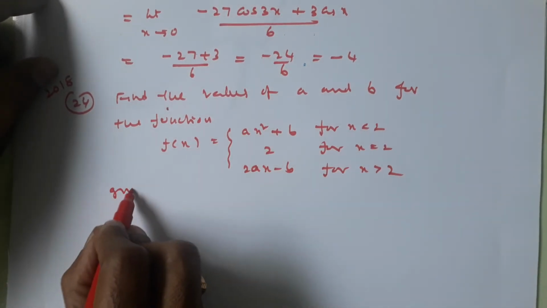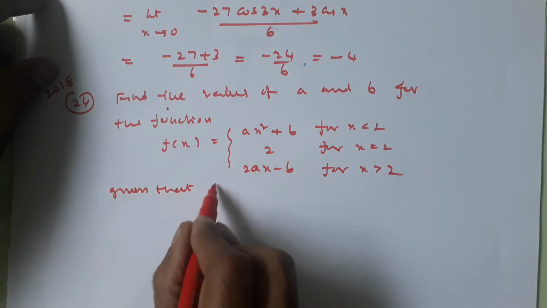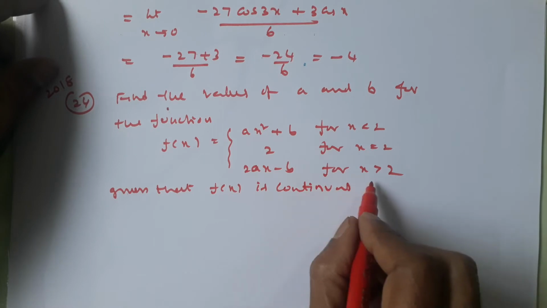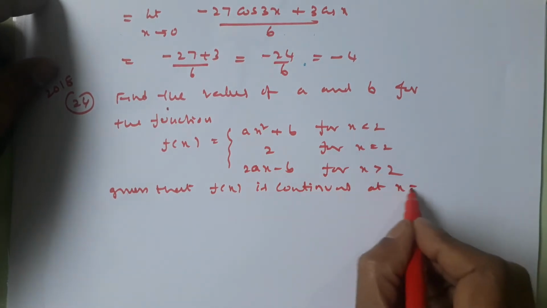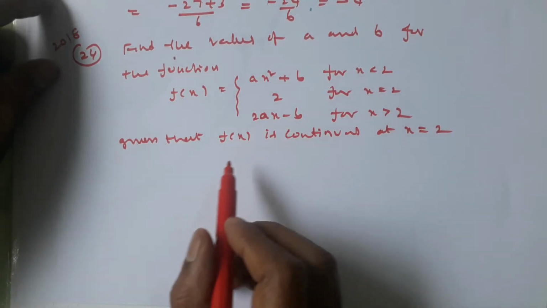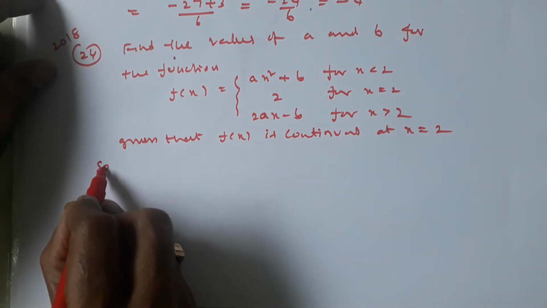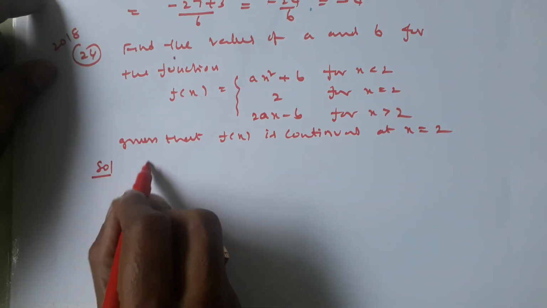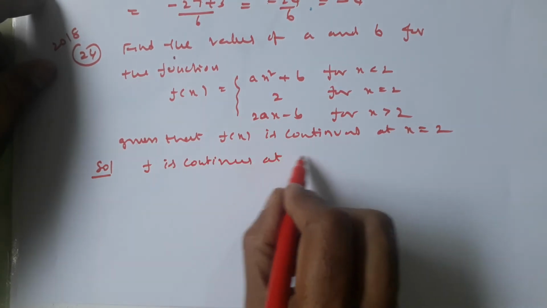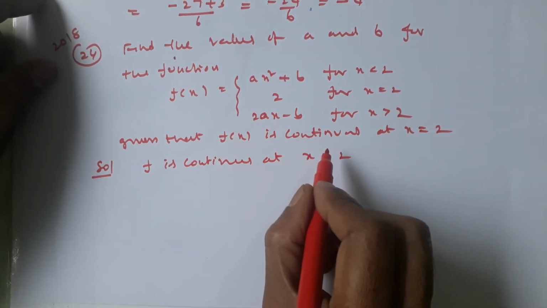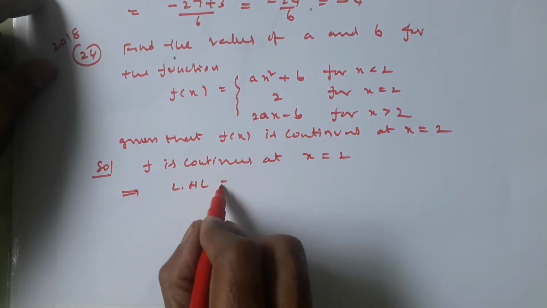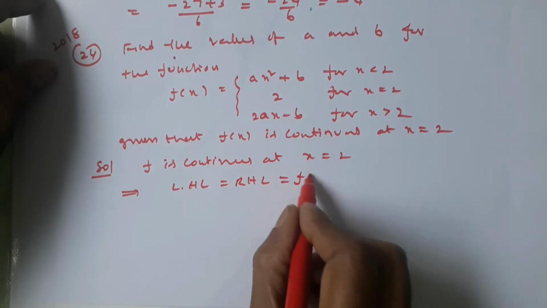Given that f of x is continuous at x equal to 2, what are the values of a and b that need to be found? Solution. f is continuous at x equal to 2, which implies LHL is equal to RHL is equal to f of 2.